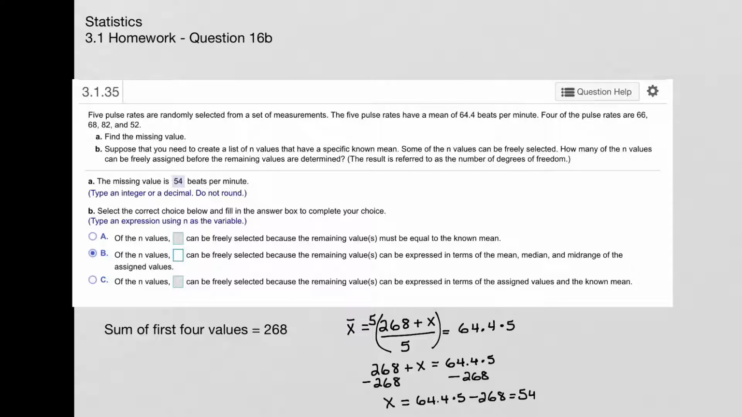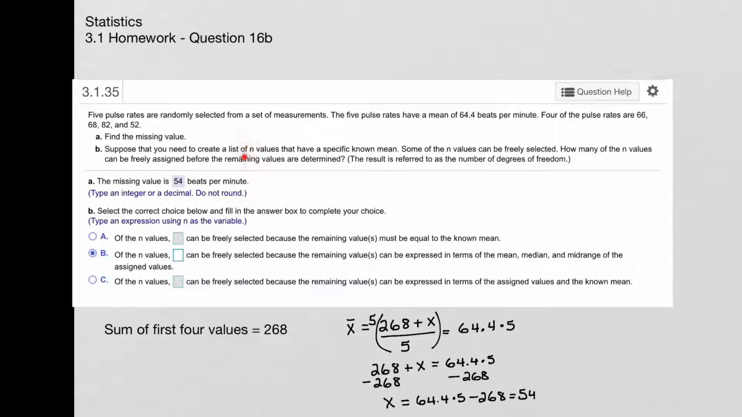So what I'm really concerned with in this problem is determining what happens if we want to create a list of n values. So what if we're not specifying how many values there are in particular? Maybe in one problem there's 100 values, and in another problem there's 500 values. In another one, maybe there's just 7 values. So whatever it happens to be, that have a specific known mean.